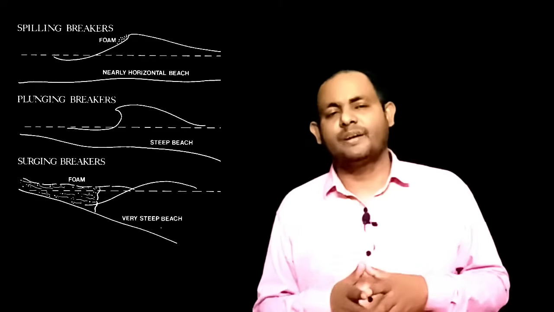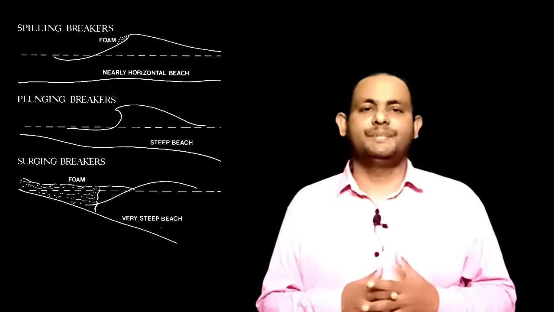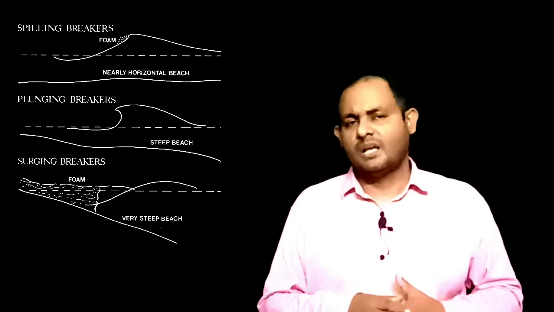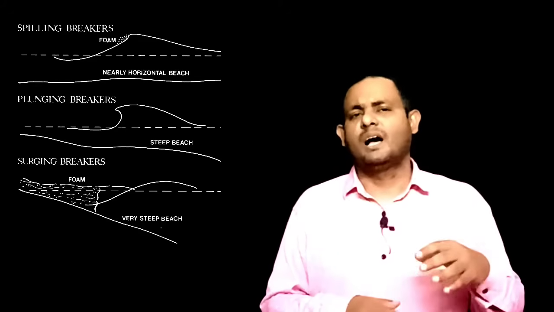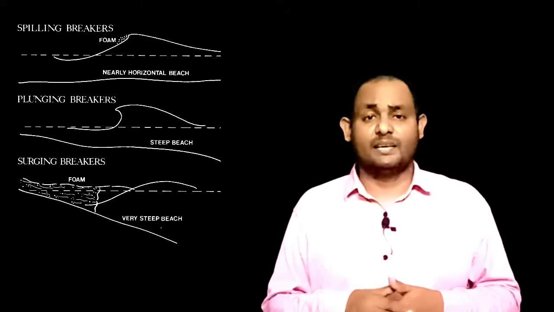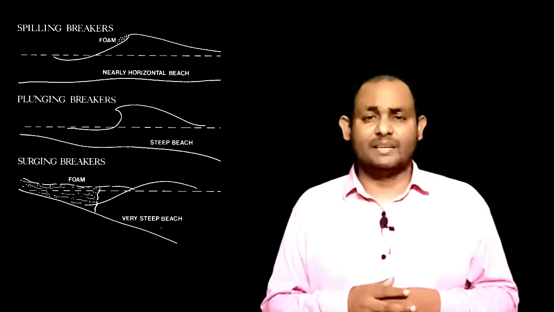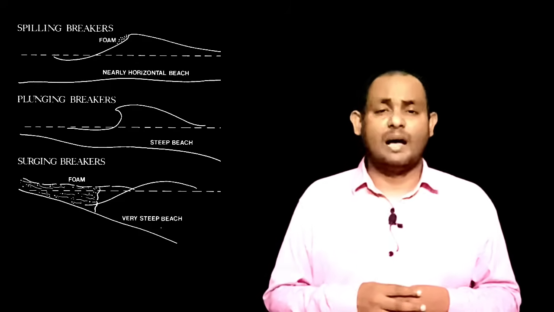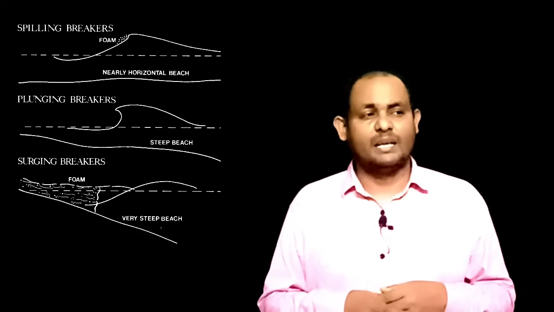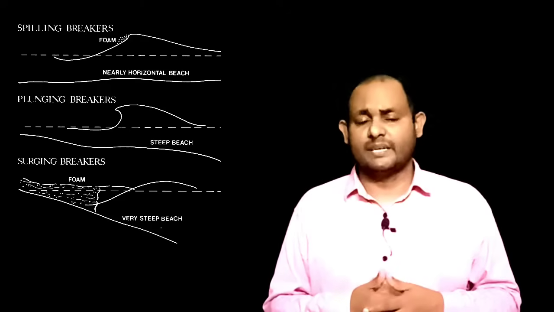And plunging breakers are those in which water falls vertically and rushes seaward in the form of a turbulent foaming water mass. When the wave crests become so steep and high that they become curling crests, the wave energy becomes unable to support such curling crests, with the result that they break and plunge vertically.